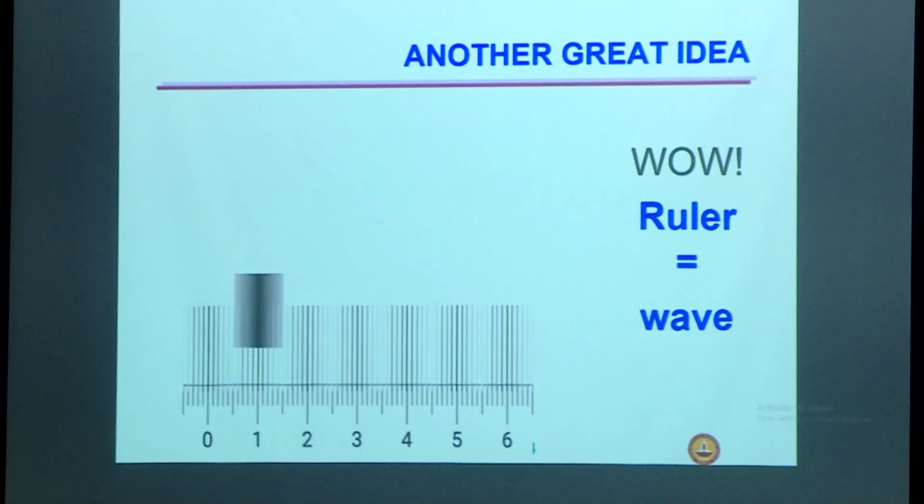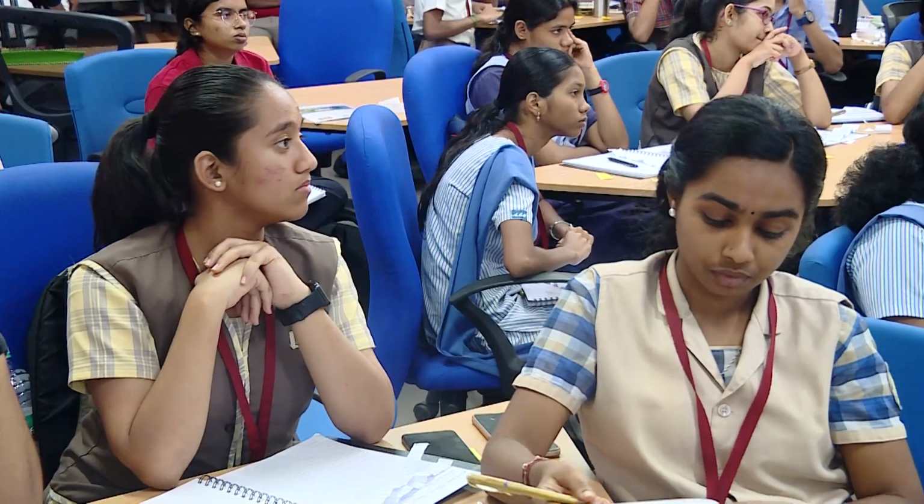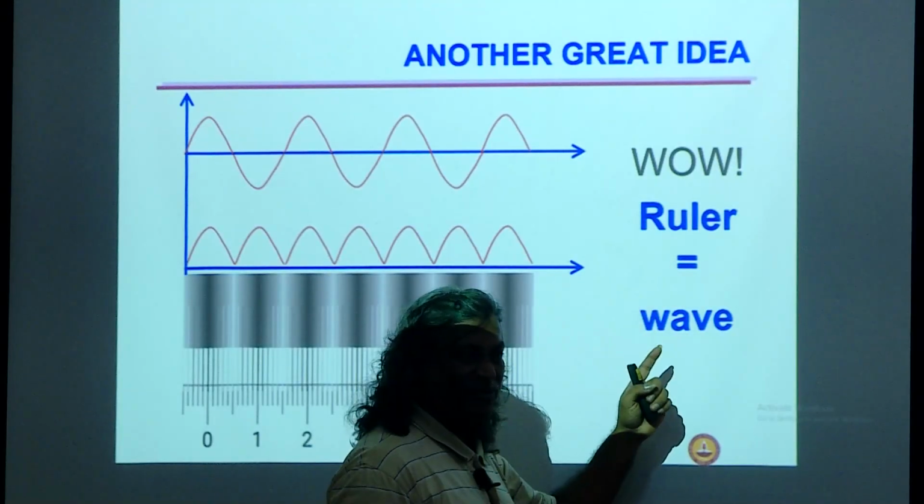Yes or no? I can do it like this. Yeah. Now I can do it like this. Right? What is it? Intensity high, low. High, low. Is it a ruler? The answer is yes. Correct? From this, I can also do this. What is this? And therefore, I can now say ruler is equal to wave.